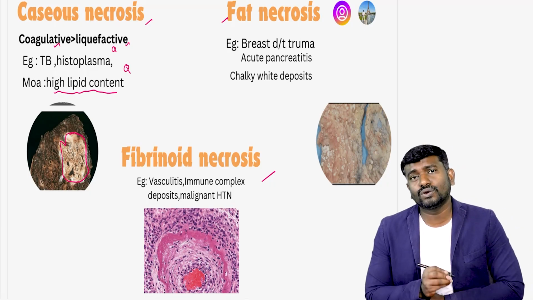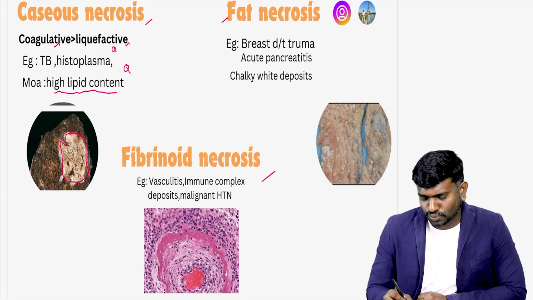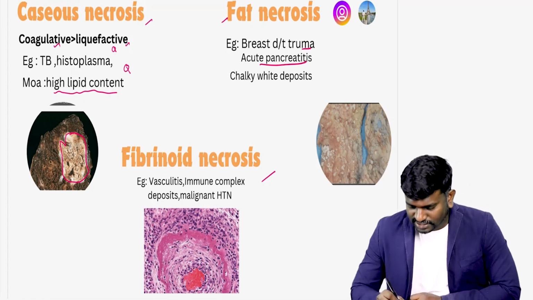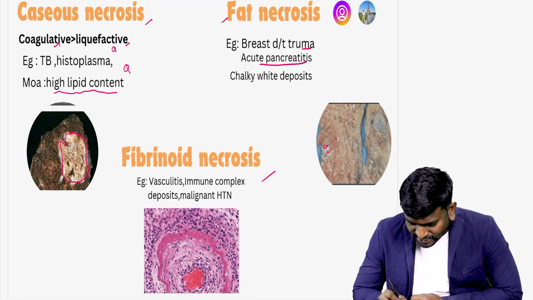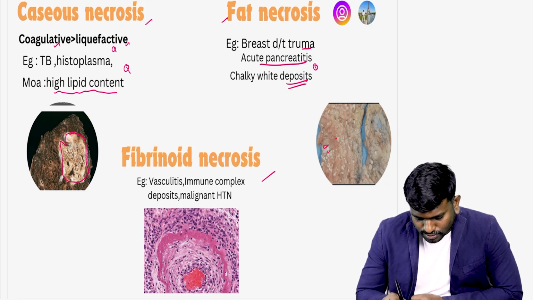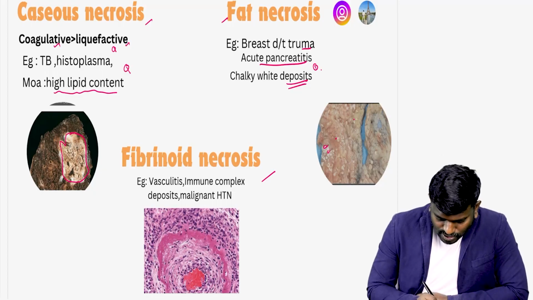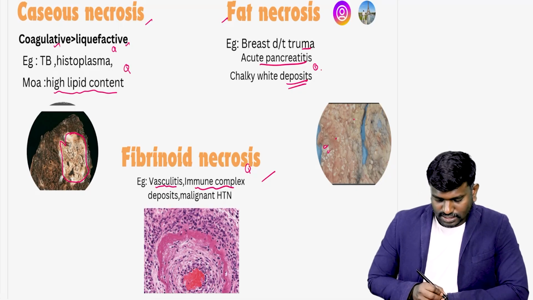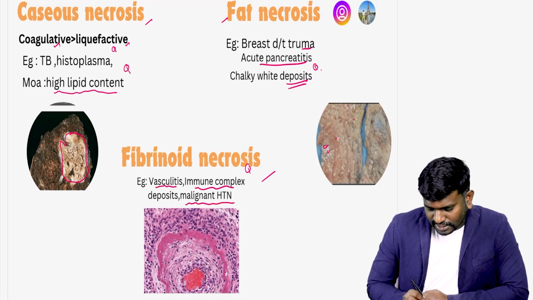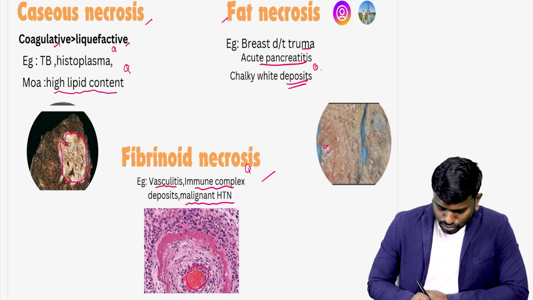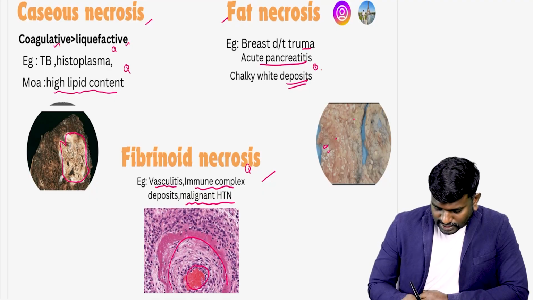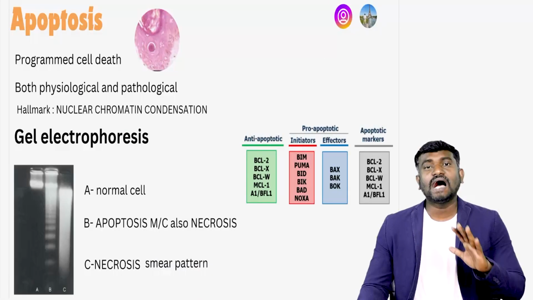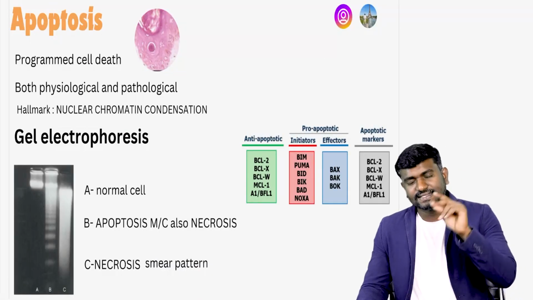Yes, fat necrosis is seen in breast due to what? Trauma, and also could be seen in acute pancreatitis. You are going to see what? The chalky white deposits. Question. Good. In fibrinoid necrosis, remember vasculitis and also immune complex. Both are questions. And it is also seen in malignant hypertension. This is how it's going to look in fibrinoid necrosis. Classically seen in also what? Malignant hypertension.